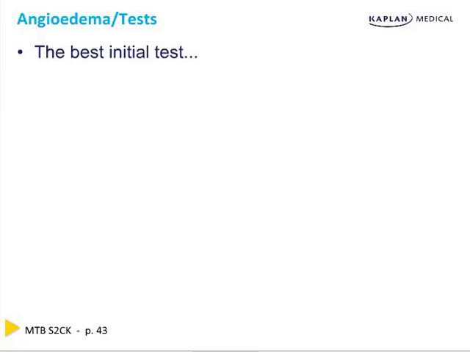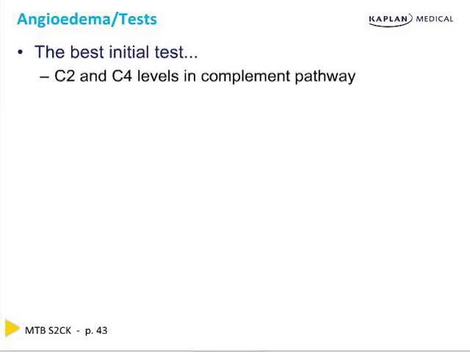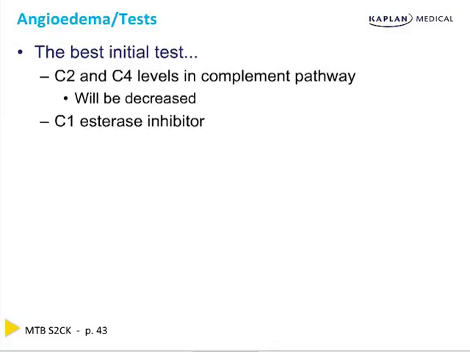Now, when a patient presents to you with angioedema, how can you differentiate it from, say, the patient was stung by a really large mosquito? Well, the best initial test for hereditary angioedema is to check a C2 and C4 level in the complement pathway. When the lab returns, you'll notice that they are decreased. The next best test is also to actually check the C1 esterase inhibitor level. This too will also be decreased.